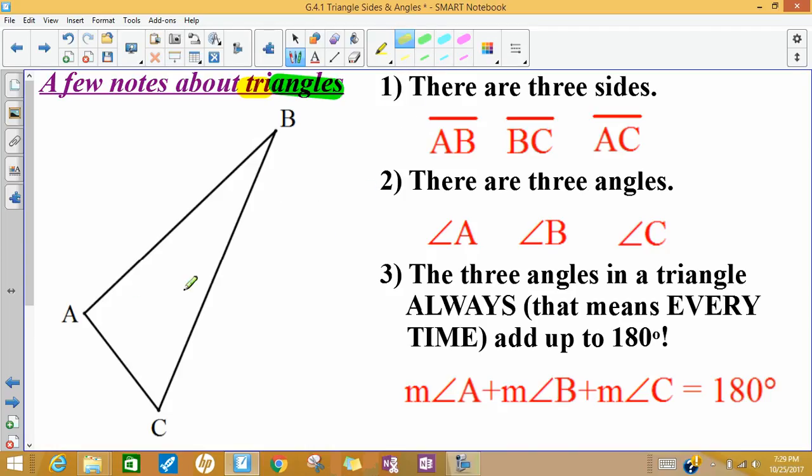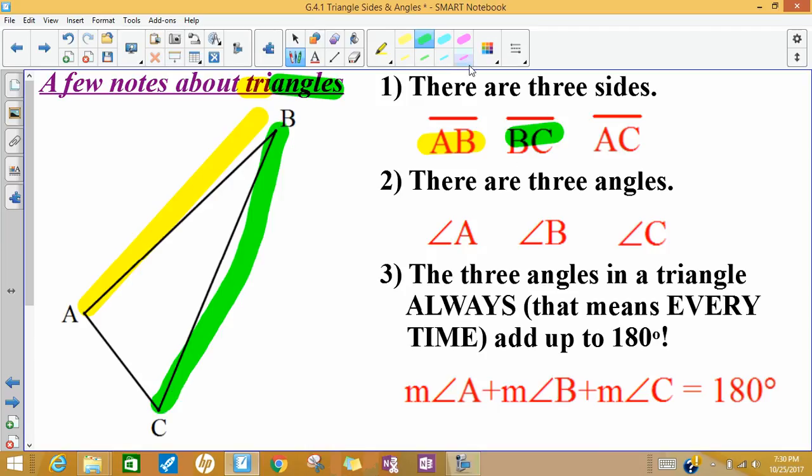In this triangle I have side AB, I have side BC, and I have side AC. And notice I name those sides using the line segment symbol because they're line segments. And then I have my angle A, angle B, and angle C.